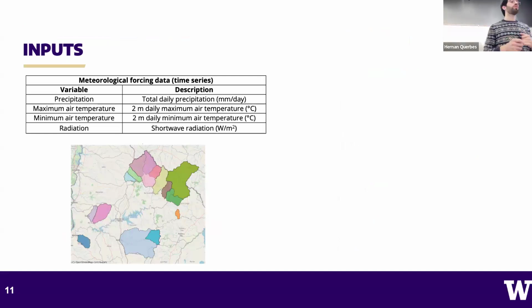Now, when it comes to the inputs, again, here are the basins that I'm using in this study. And some of the time series that I used in my project, which are the dynamic inputs, are precipitation, the maximum and the minimum air temperature for one day, and the radiation. These time series are a spatial average over the basin. So for each basin, we have one value per day.